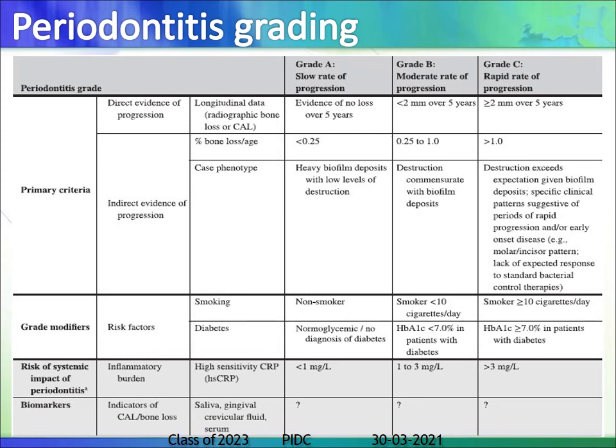So this classification has included the risk factors also into account. So grade A includes non-smokers, grade B smoking less than 10 cigarettes, grade C more than 10 cigarettes, and grade A again if there is normal glycemic status or no diagnosis of diabetes. HbA1c less than 7% comes under the grade B category. HbA1c more than 7% comes under the grade C category. So all the others are still in the study phase. All the other factors, biomarkers and everything are under study.